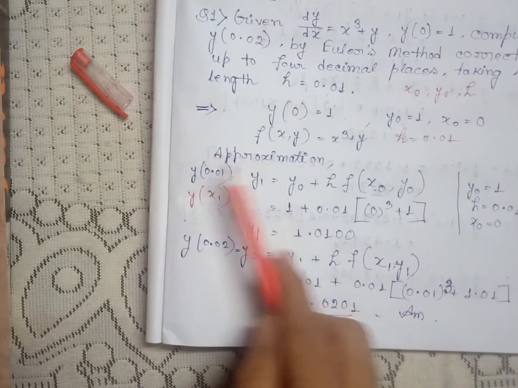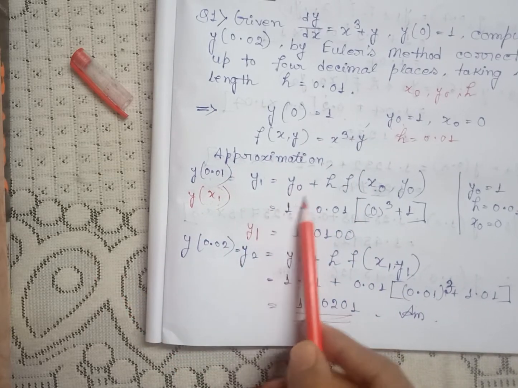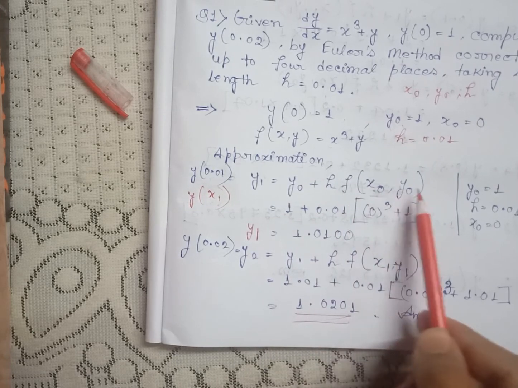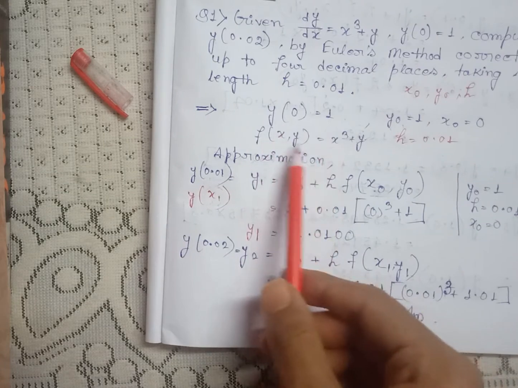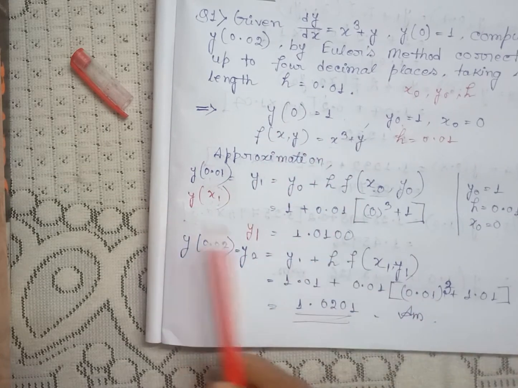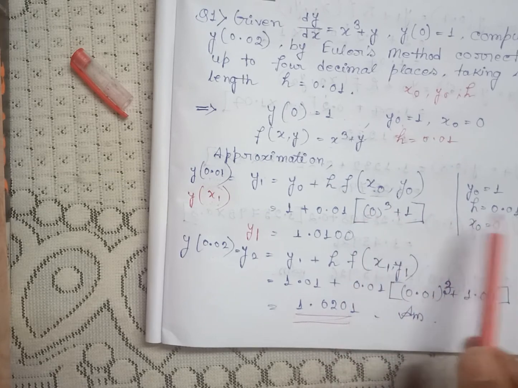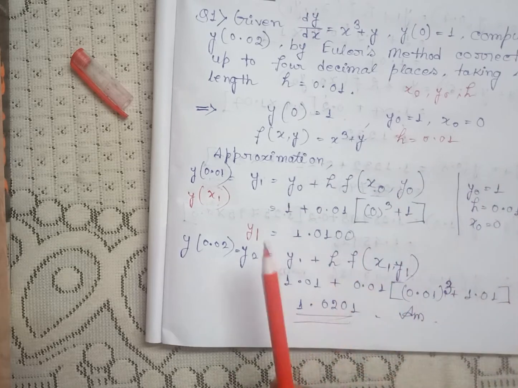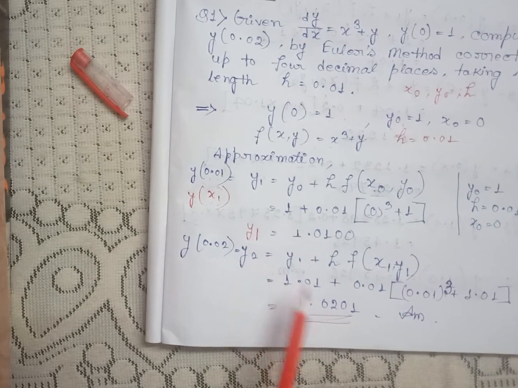Now we'll just calculate the approximate values, right? So y1 is y0 plus h into f of x0 comma y0. Now the function here is x cube plus y. So x0's value is 0 cube plus y0's value is 1. We have calculated that using a calculator, and this is the value we get. We keep on doing it and we get the values that we are looking for.